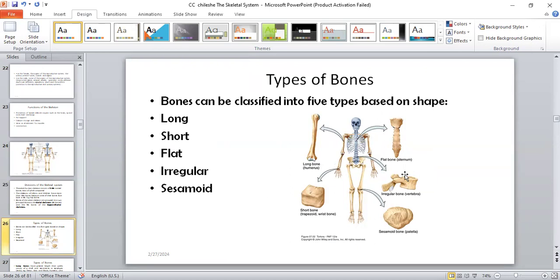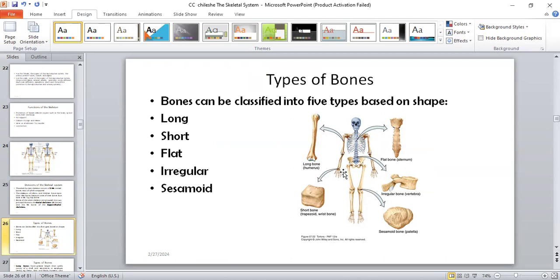And then we have short bones. Short bones are bones that may not necessarily have a particular shape, but they look short. They may look cuboid like this one. They don't have a side that is supposed to be bigger. They don't even have a shaft. An example of these short bones would be the carpal bones at the wrist joints.